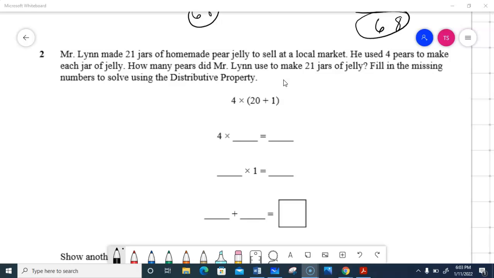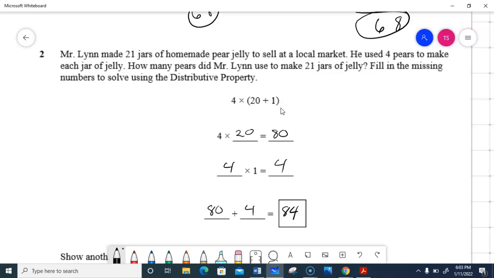Okay, so the first step is I would go ahead and multiply 4 times 20. And I know 4 times 2 is 8, so 4 times 20 would be 80. And then I would do 4 times 1, and 4 times 1 equals 4. Then I would add 80 plus 4 equals 84. So that means he would have used 84 pears to make the 21 jars of jelly.